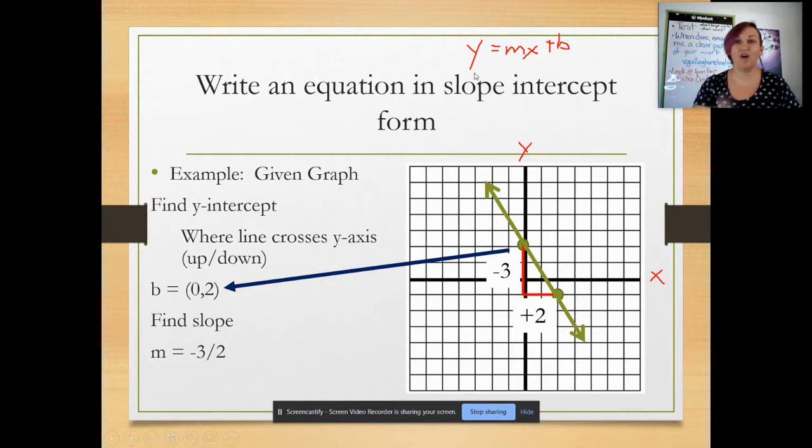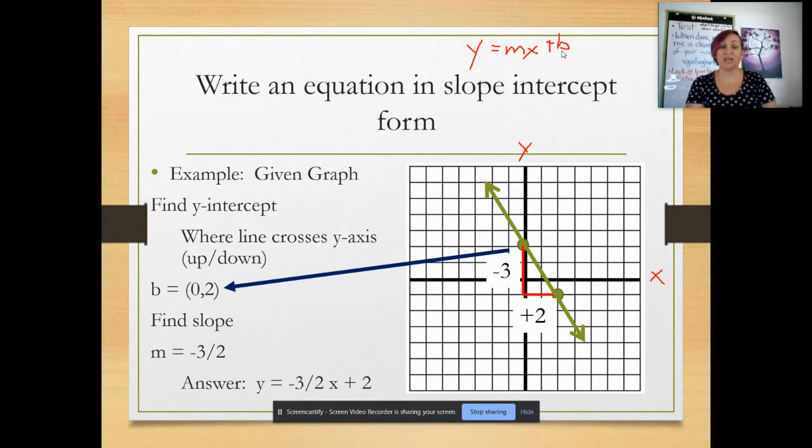And I now have all the information I need to write slope-intercept form. So I'm going to just take my numbers and plug them into this formula up here. So my m is going to go right next to my letter x, and then my 2 is going to be added after the letter x. And so my final answer to this problem is y equals -3/2 times x and then plus 2.